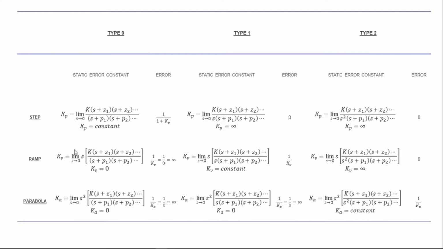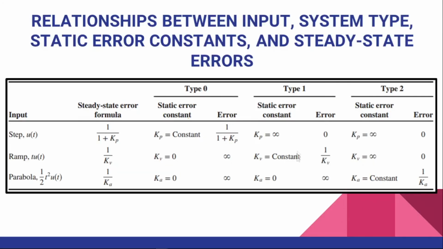So if we evaluate this, s will also become 0, and therefore, multiplied to the function, the whole equation becomes 0. To get the error value, you should just substitute this into 1 over Kv, in which 1 over 0 will be equivalent to infinity. So the error value of a type 0 system in terms of the ramp input will be equivalent to infinity.